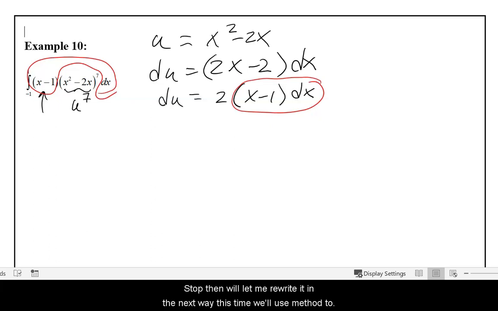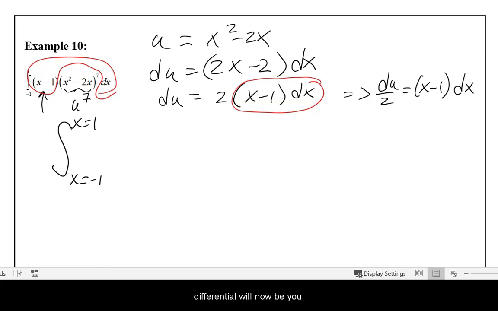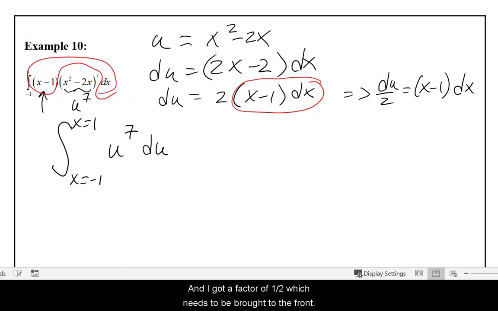This time we'll use method 2. We'll substitute to u and substitute back. This gives me that du over 2 is equal to x minus 1 in parentheses times dx. That gives me the definite integral from x equal -1 to x equal 1. Note I must write the x equal since the differential will now be u to the 7th du. And I've got a factor of 1/2, which needs to be brought to the front.